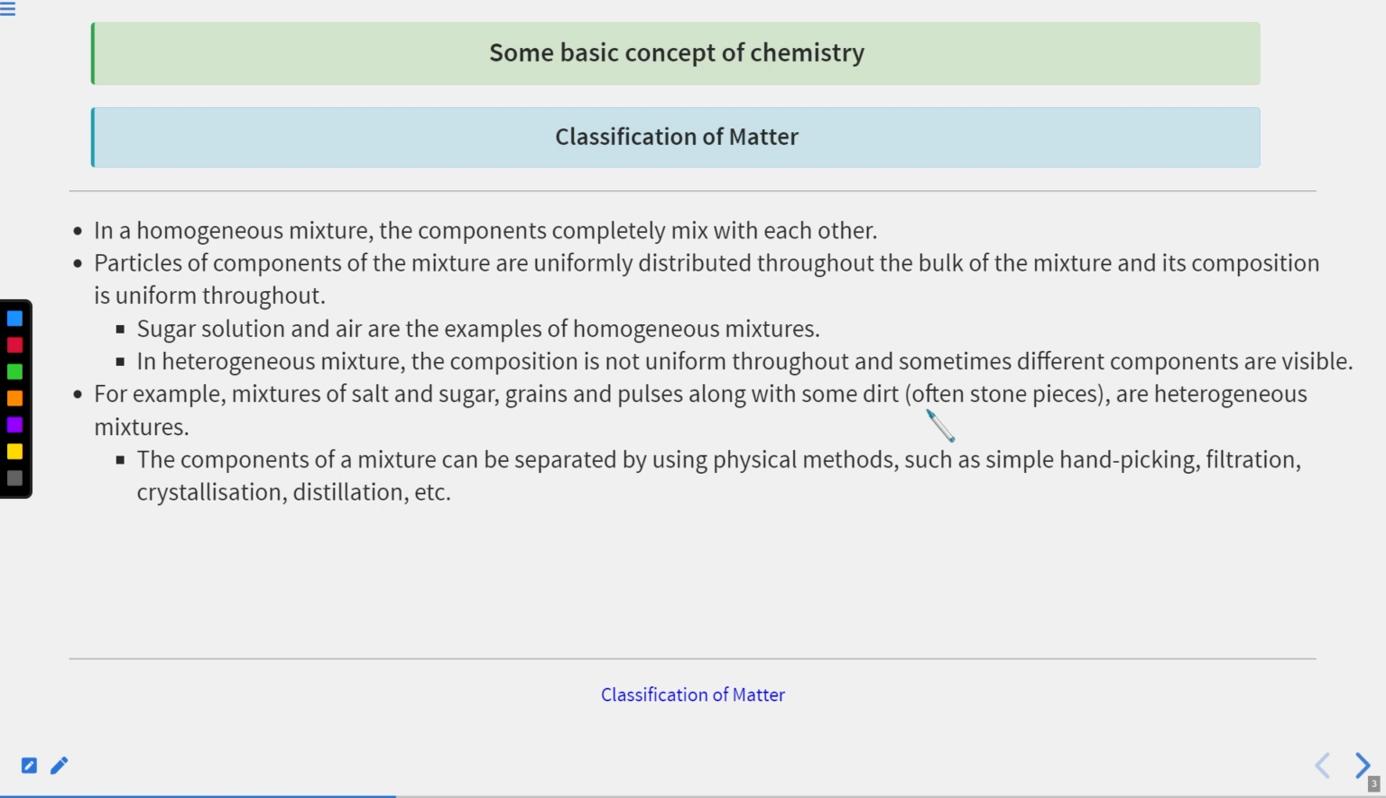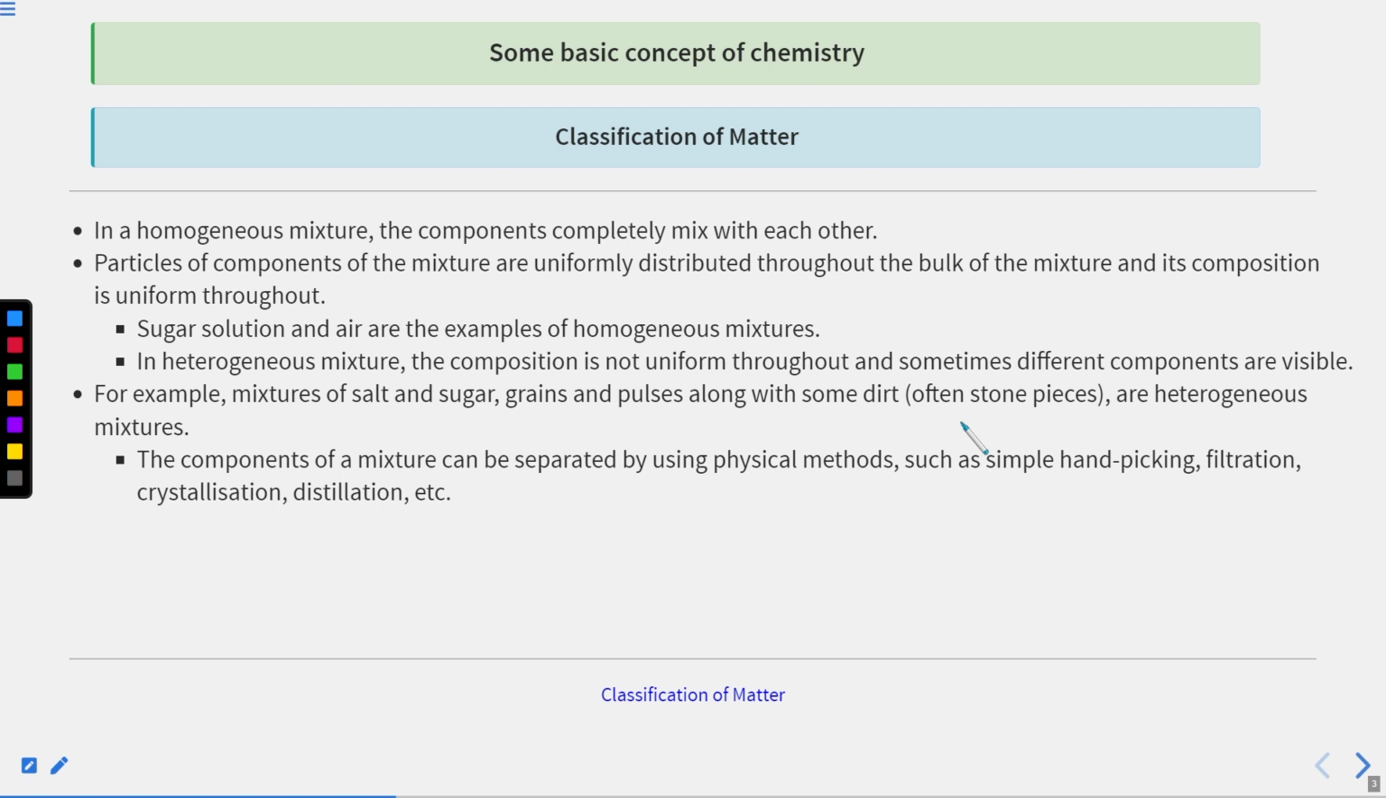It is a different thing that at the bottom most of the sugar is deposited. But suppose we take an ideal situation where all of the sugar has been dissolved. Then you will find that the sweetness remains the same. Therefore, the composition of sugar throughout the water is the same. But if you take a heterogeneous solution, the composition is not the same throughout the solution. It will change. It will vary.